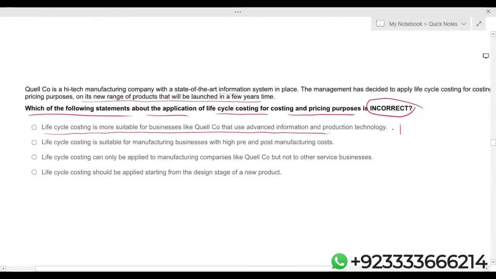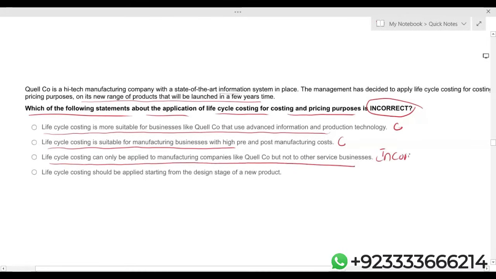We need to find out that's correct. We need to find out the incorrect one. Of course, where too much technology is involved, we know that you should be using life cycle costing. Life cycle costing is suitable for manufacturing businesses with a high pre and post manufacturing cost. Again, it is correct. Life cycle costing can only be applied to manufacturing companies like Quill, but not other service business. That's incorrect.